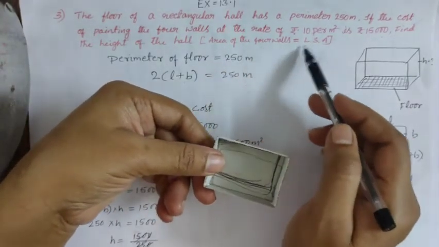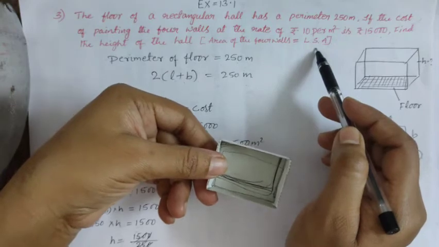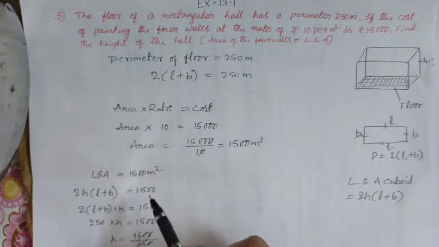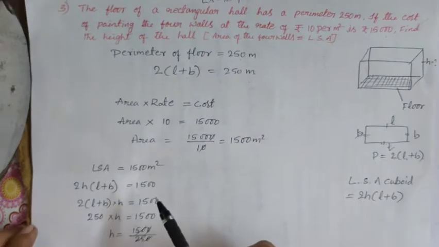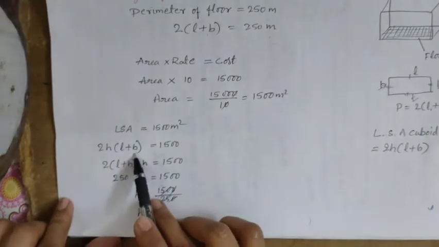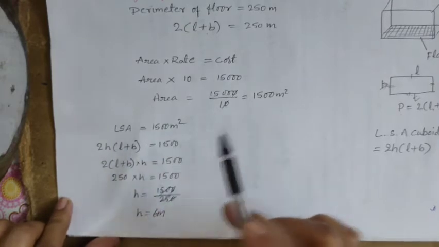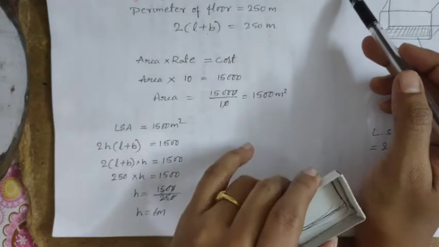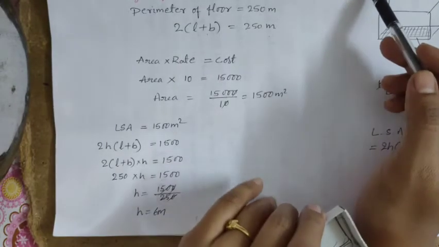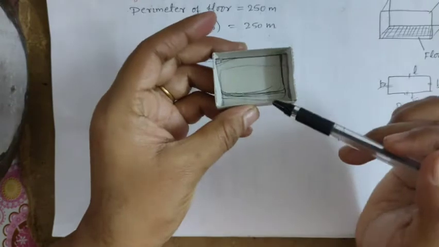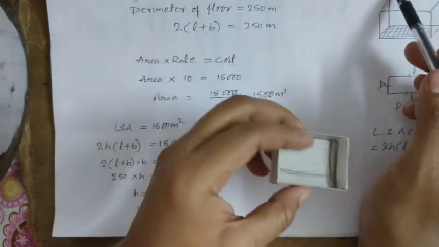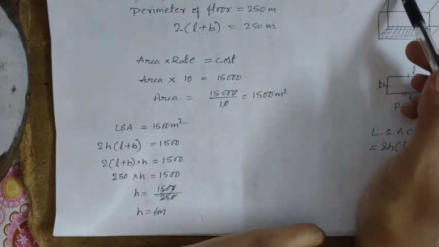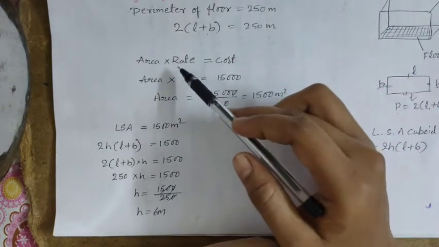The area of the four walls is nothing but the lateral surface area. What is the lateral surface area? It is 2h into (L plus B). That is for 1 meter square, rupees 10. When we paint these four walls, the cost is rupees 15,000. So now we can take this formula.